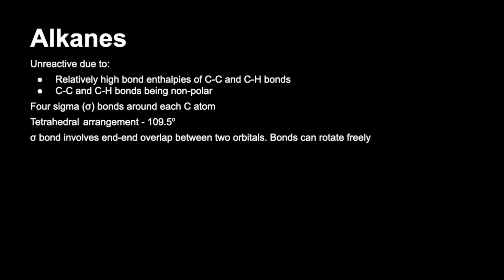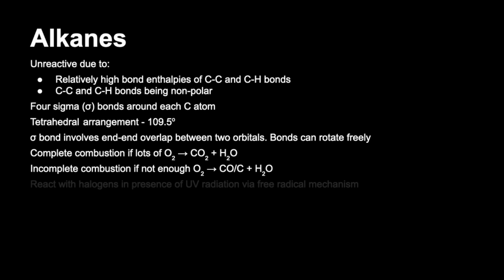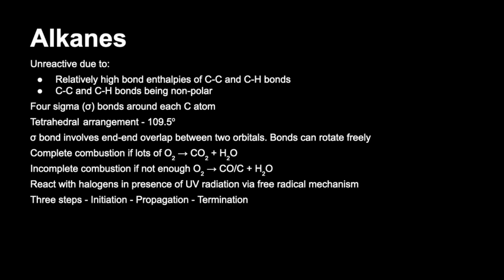Sigma bonding involves end-to-end overlap between 2 orbitals, and because it's along the axis of the bonds, they can rotate freely. Alkanes undergo complete combustion if there's lots of oxygen, making carbon dioxide and water, but it's incomplete combustion if there's not enough oxygen, so you can get either carbon monoxide or carbon particulates and water. They react with halogens in the presence of UV radiation via the free radical mechanism. There's 3 steps to that: initiation, propagation, termination.